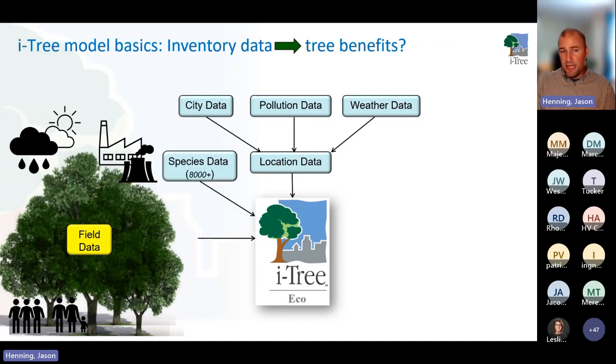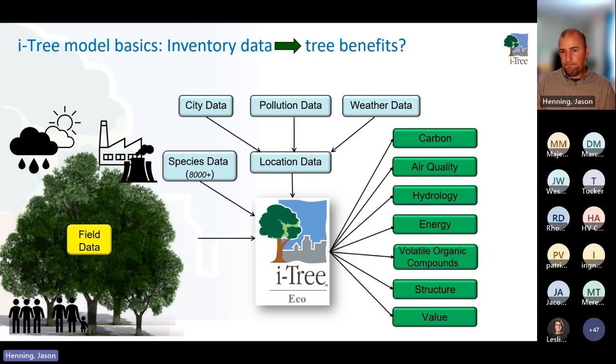We also have a species database that's currently over 8,000 species. So when we talk about, if you're planting different species, they're going to grow at different rates. They're going to provide different amounts of shade. They're going to have different amounts of leaf area. So we have a database with all that information in it. Again, you need to provide that field data, and all this other information is already within the iTree tools.